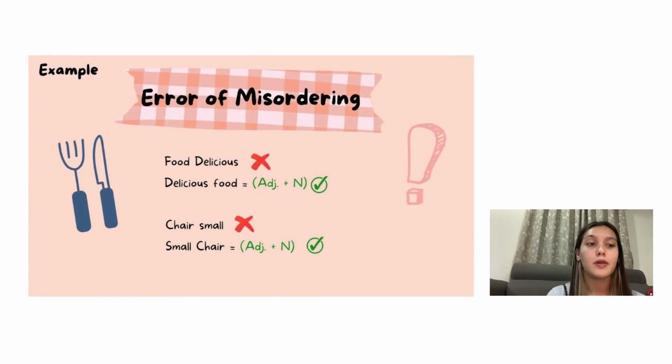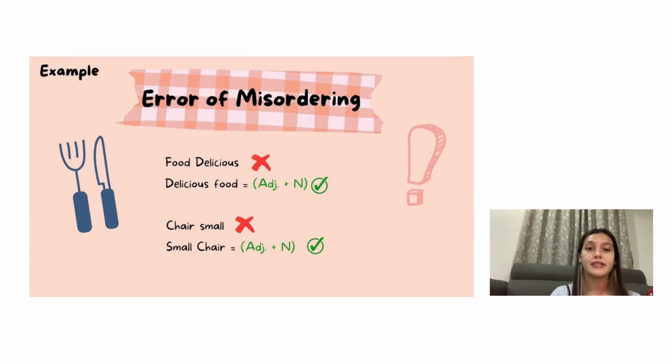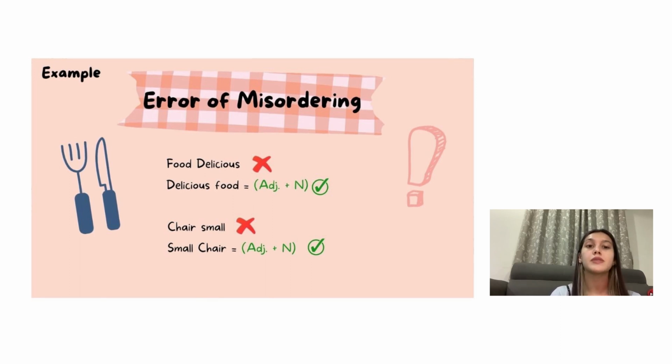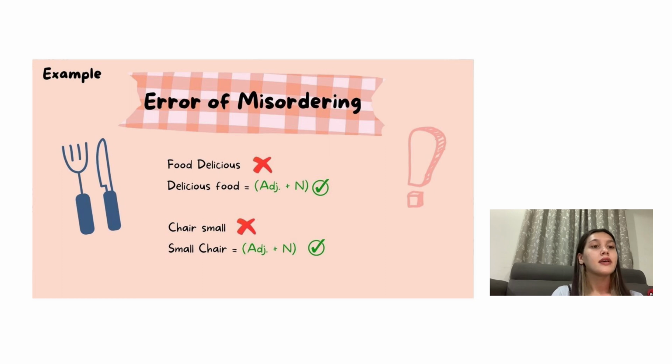Here are some examples of the error of misordering adjectives in noun phrases. As you can see from the English noun phrases here, the incorrect one that is made by Thai students is "food delicious," and the correct one is "delicious food," as the word delicious, which is an adjective, comes before the word food, which is a noun. Same here, the incorrect one is "share small," and the correct one is "small share."